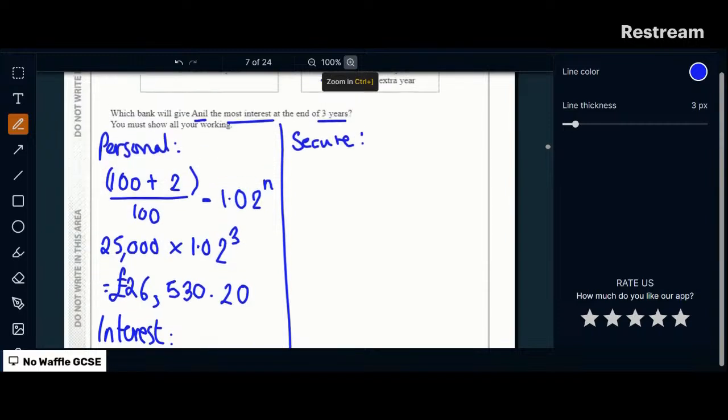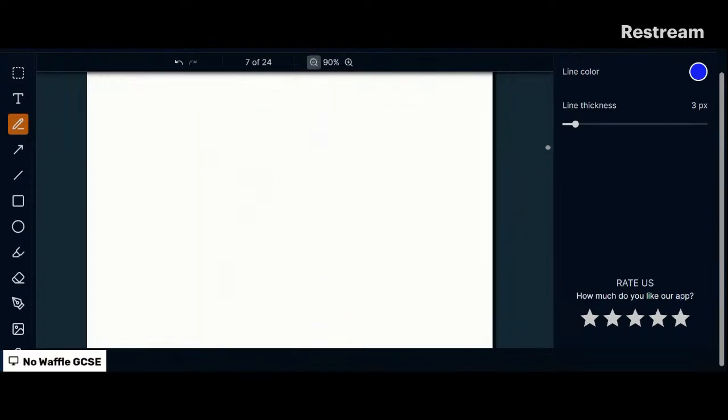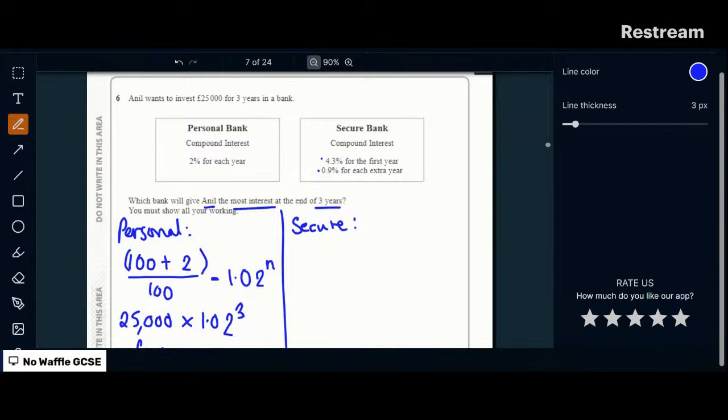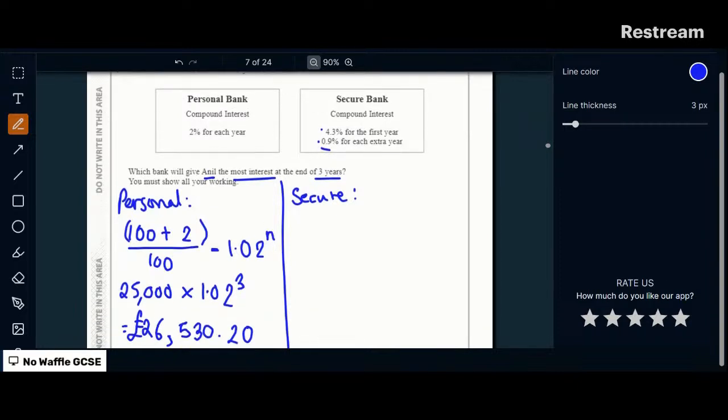Okay, so for the secure bank method now, we've got 4.3% for the first year, and then for the next 2 years, because there's 3 years, you then have 0.9%. So you treat the first part as a normal interest calculation. So we have our initial 25,000, and you're then going to multiply it by 100 plus 4.3% over 100, so 1.043. And then just to the power 1 because it's 1 year, and you then get £26,075.